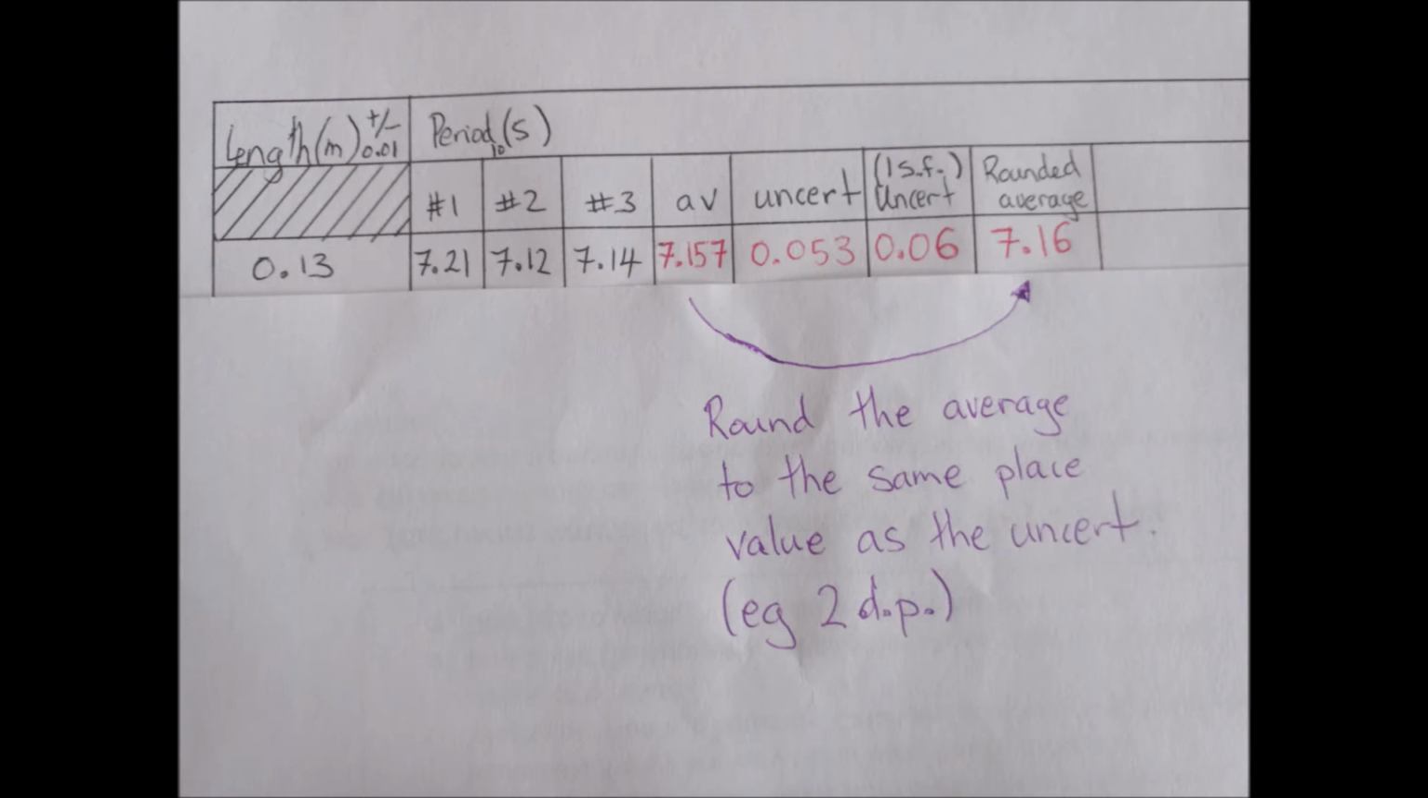The next thing after that is to round our average so that it matches the same place value as the uncertainty. So in this case, our uncertainty is 2dp, and so we have to round that average from 7.157, just rounding normally, not up, rounding normally to 7.16.